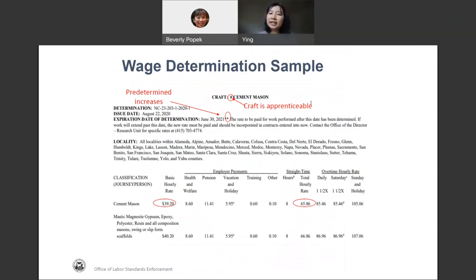All right, so once you click in it, you see that there is a pound sign or hashtag next to the cement mason. Then that means the craft is apprenticeable. And then you see the double asterisk next to the expiration date. So that means there is an increase, which is just like what we thought. And down below, you see there is a basic hourly rate, which is $39.20. And then adding up all the fringe benefits totaling to $65.86. Next.